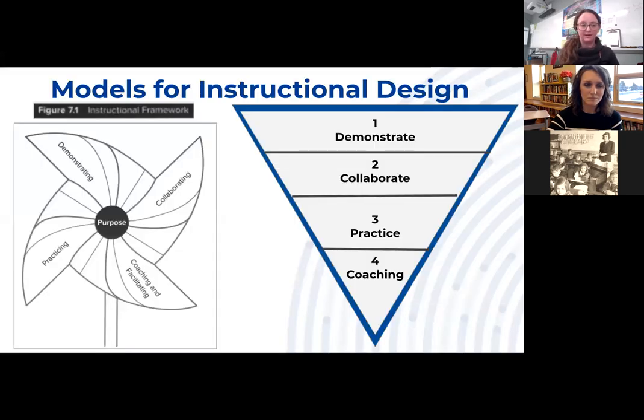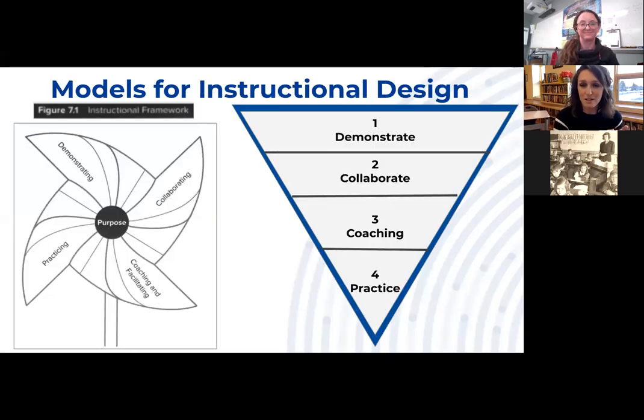In my classroom, I teach high school chemistry. This structure for me tends to look like this triangle. First I'm demonstrating with my students, then the students are collaborating together, and then we're practicing. They're practicing individually. And then by the end, they're coaching and facilitating each other, but there's a lot of that going on throughout the process as well.